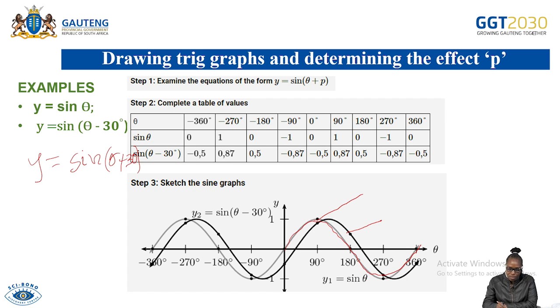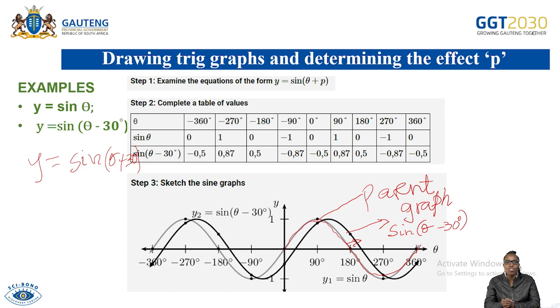So I'm having the first one. Remember I said this is a parent graph. This is a parent graph of sine, y equal to sine theta. And the minute I shift it, can you see the shift? It's moving that way. So that is a shift of sine theta minus 30. Don't be confused seeing the minus and you think that your graph is shifting to the left. It's not shifting to the left, but is shifting to the right.